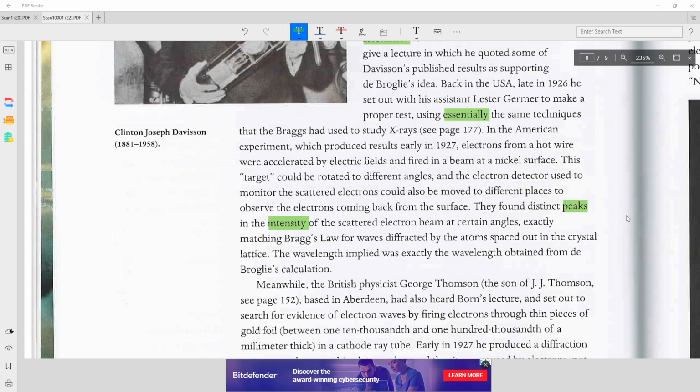This target could be rotated to different angles, and the electron detector used to monitor the scattered electrons could also be moved to different places to observe the electrons coming back from the surface. They found distinct peaks in the intensity of the scattered electron beam at certain angles, exactly matching Bragg's law for waves diffracted by the atoms spaced out in the crystal lattice. The wavelength implied was exactly the wavelength obtained from de Broglie's calculation.